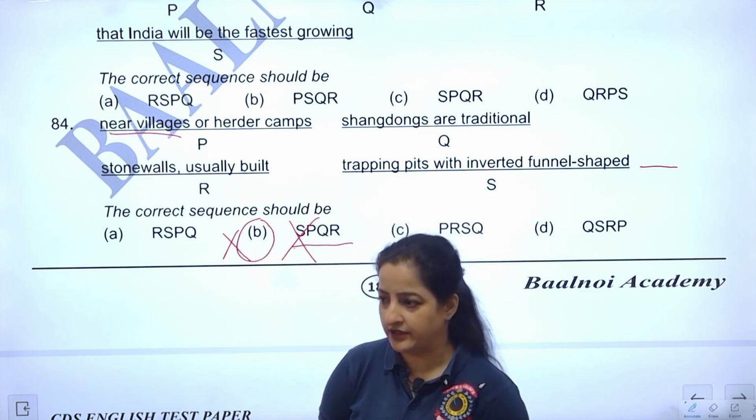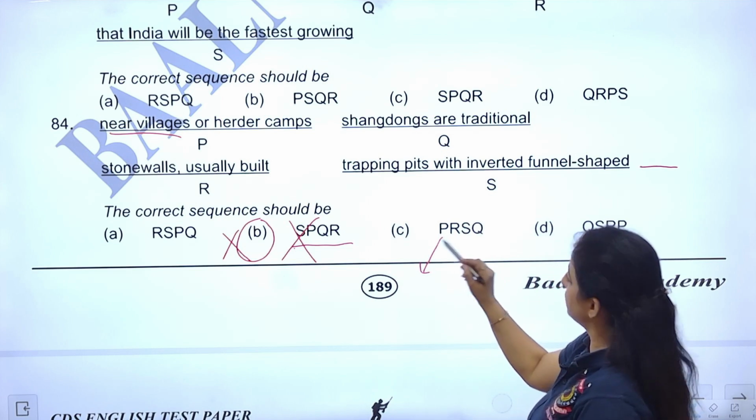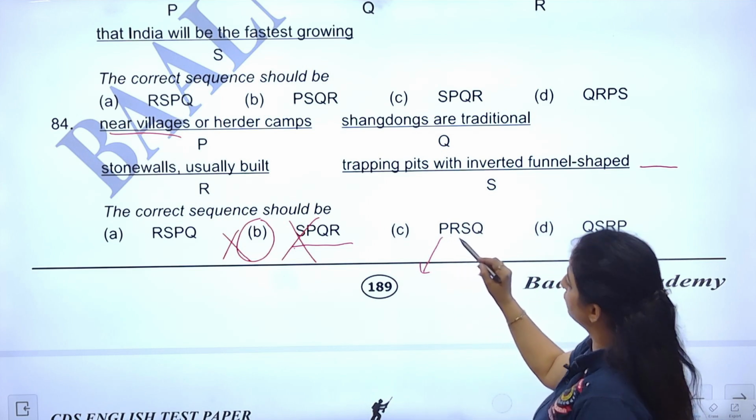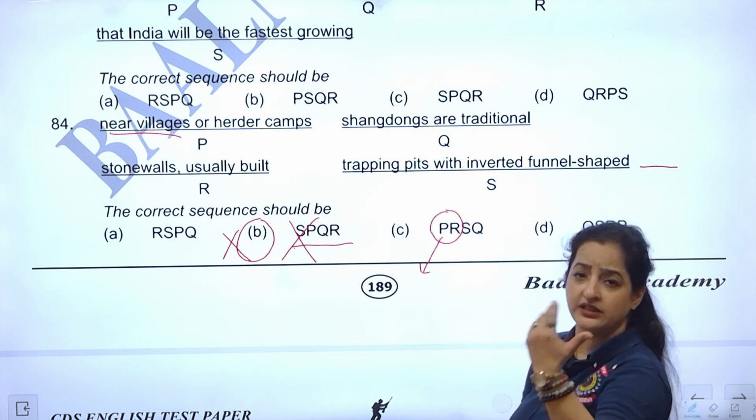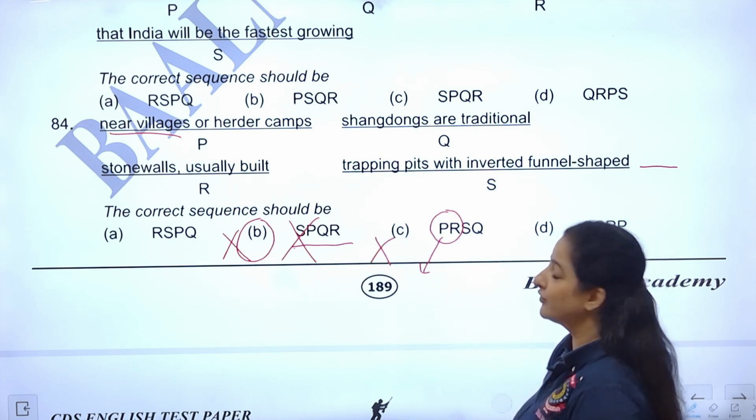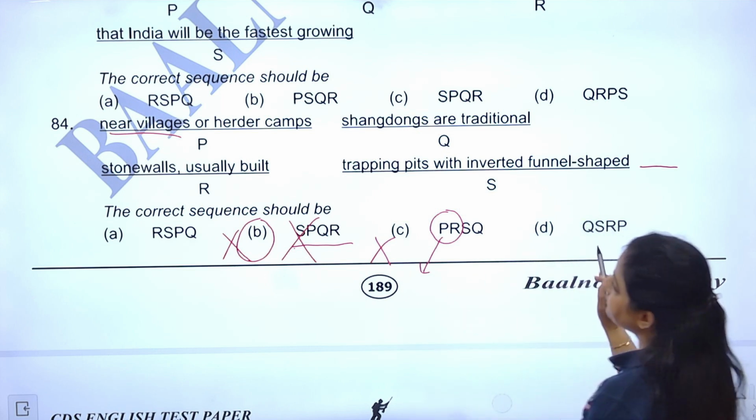Does it look like? Nevertheless, we'll still give the option a chance. Near villages or herder camps. Stone walls usually built. R is not connecting with P. So I think we are only left with delta. I don't know about it, but we are going to read.